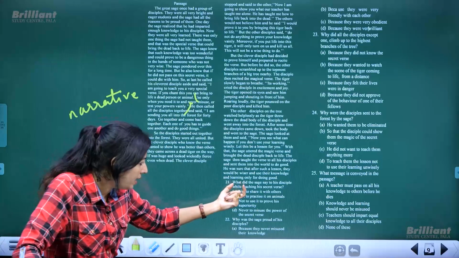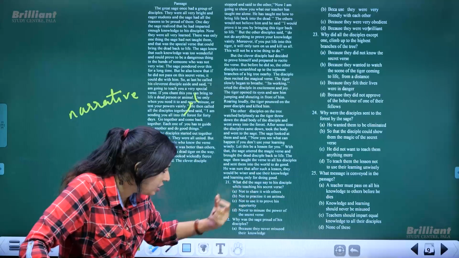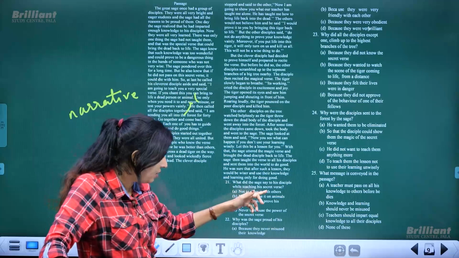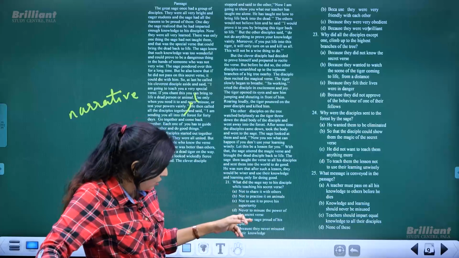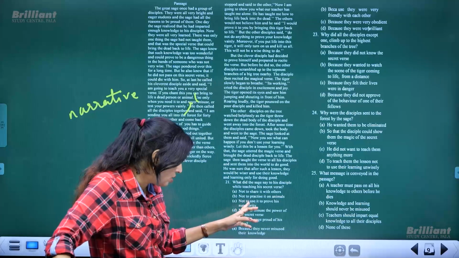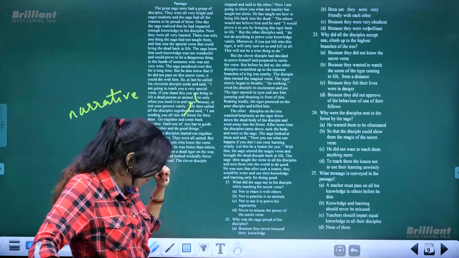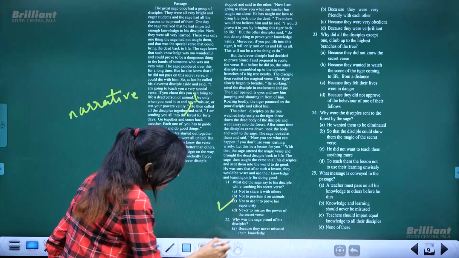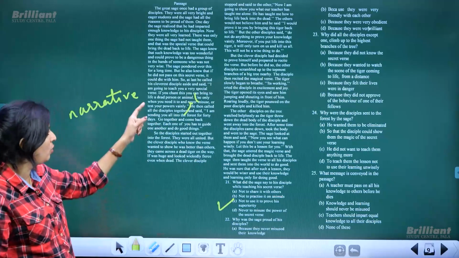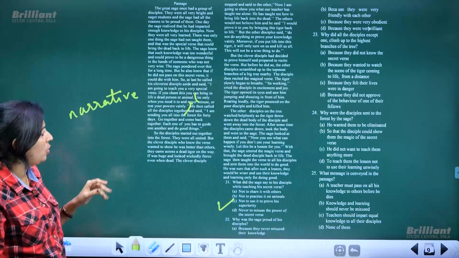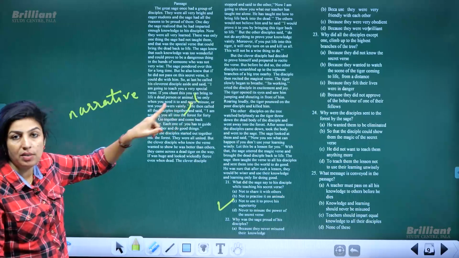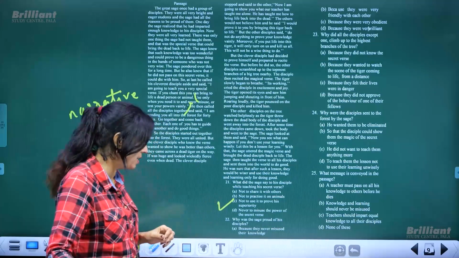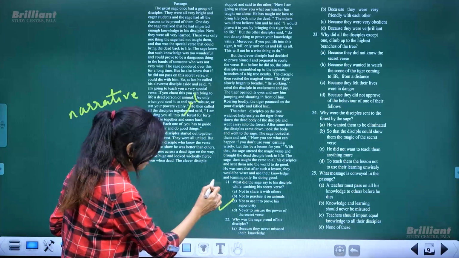So, what did the sage say to his disciple while teaching these magical words? Did he say not to share it with others? No. Not to practice it on animals? No. Not to use it to prove his superiority? No. But instead of that, the last option, never to misuse the power of the secret words. Not to misuse. You see, never misuse. That word is given exactly as it is. So, that is the option number D.